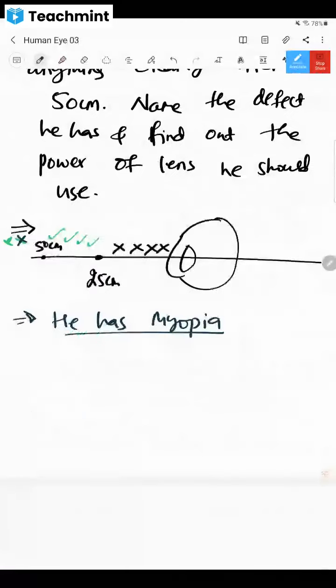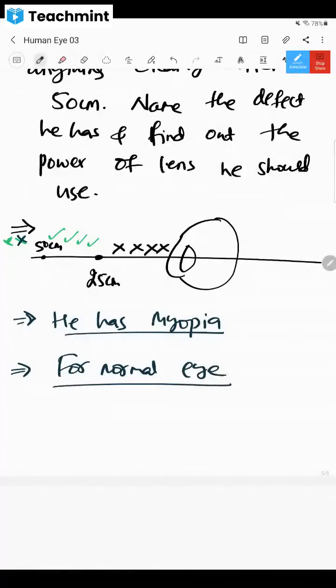Now tell me, for a normal eye, what should be the object distance? Don't you think it has to be infinity, dear children? Yes, sir. For normal vision, we have to make this object distance infinity somehow. But up to what distance can he see? He can see to a distance of 50 centimeter. He is able to see up to 50 centimeter only. After 50 centimeter, he is not able to see, right?